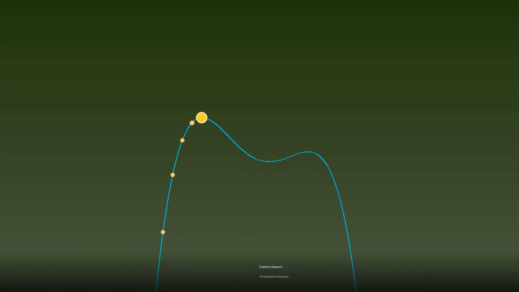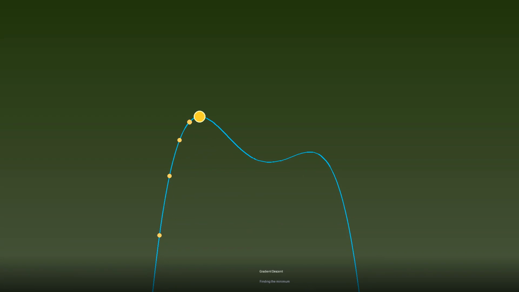Gradient descent updates weights opposite to the gradient direction, like walking downhill. The learning rate controls step size: too big overshoots, too small takes forever. This optimization improves networks over time.